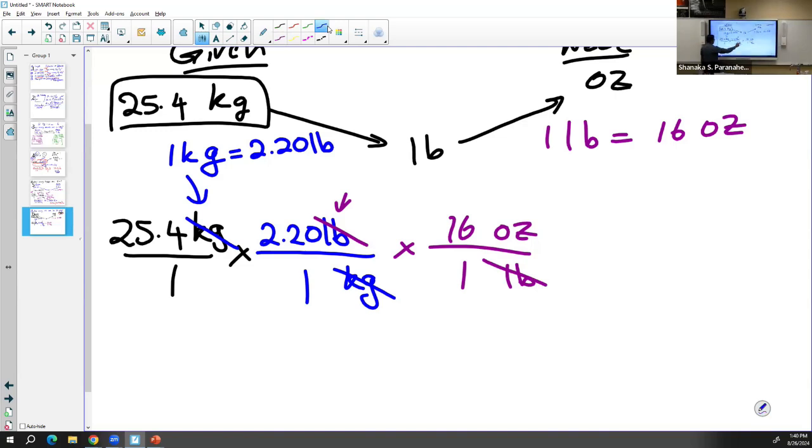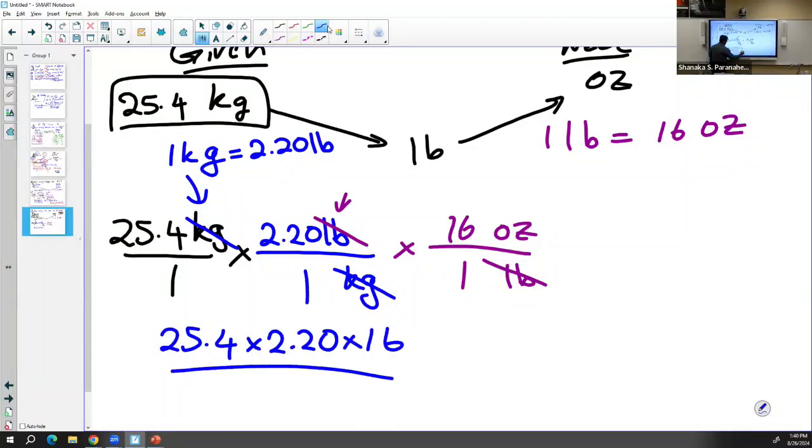Then we're going to do the multiplication, so it's going to be 25.4 times 2.20 times 60. And the denominator is 1 times 1 times 1, so it's just 1. And the unit is ounces. The calculator value is 894.08, and the unit is ounces.